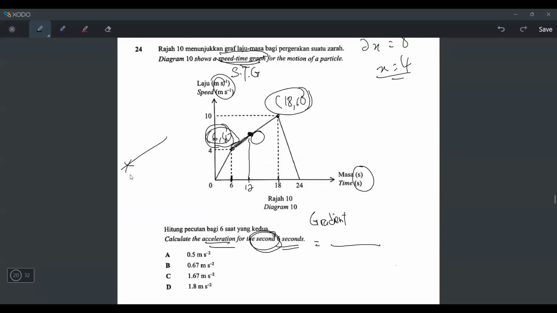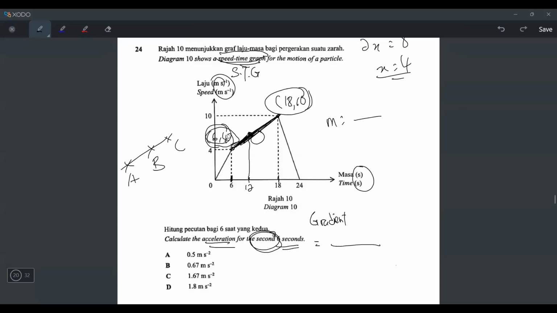So if I give you point A, point B, point C, when I try to find the gradient of AB, and I try to find gradient of AC, and I try to find the gradient of BC, they will all give you the same answer. If they are segaris lah, memang macam tu kan. They will give you the same answer. So to find the gradient of this short line, I just need to know the gradient of this long line. They will give you the same gradient.